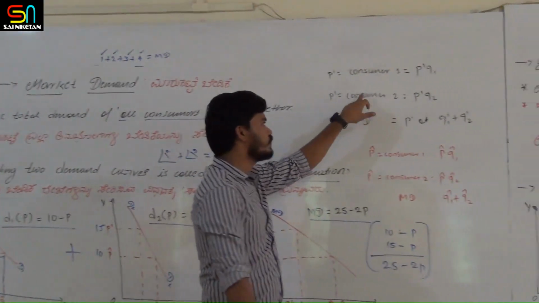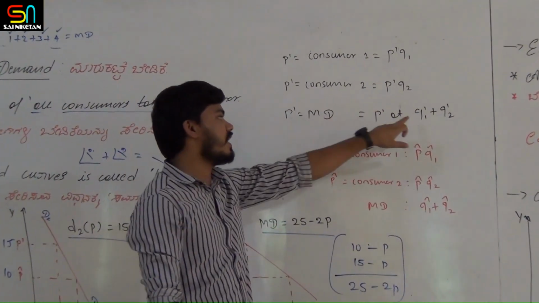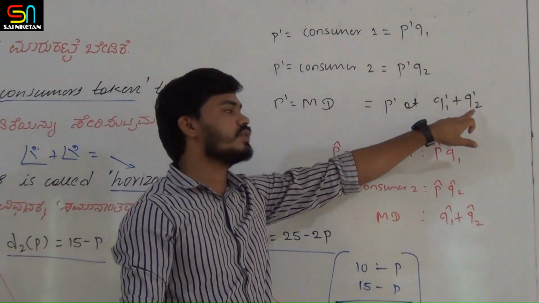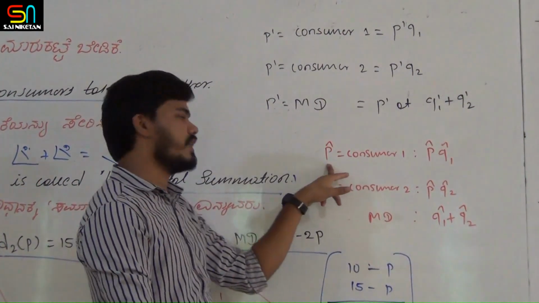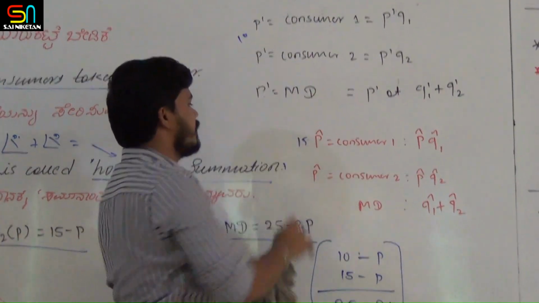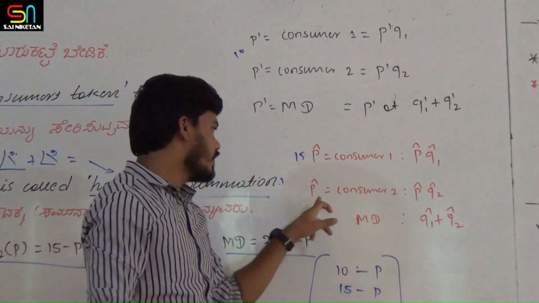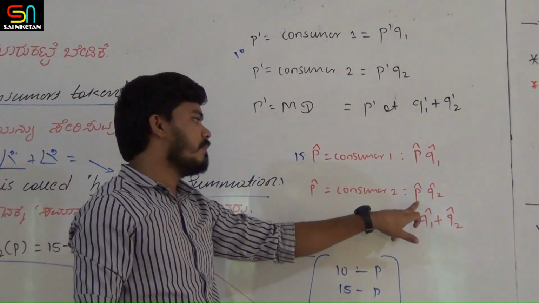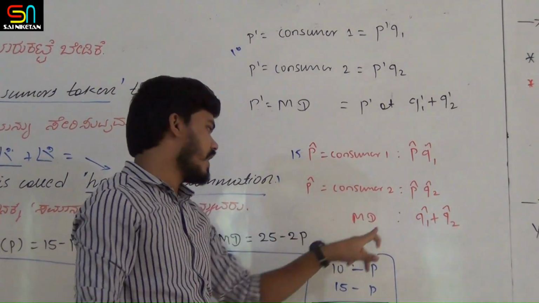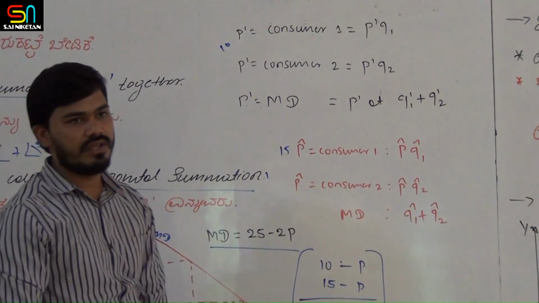For the P1 price, consumer 2 is purchasing Q2. For the market demand, we have Q1 dash plus Q2 dash. The same applies for the P cap, say 15 rupees here and 10 rupees here. Consumer 1 is purchasing at P cap Q1 cap, consumer 2 at the P cap as well as Q2 cap, and the market demand will be Q1 cap plus Q2 cap. So this is for the market demand.